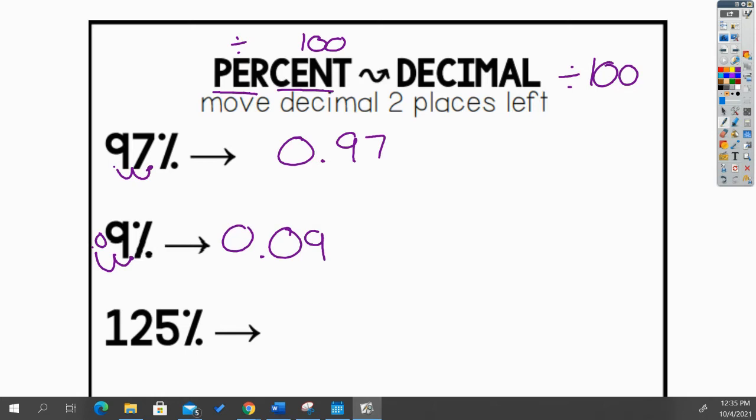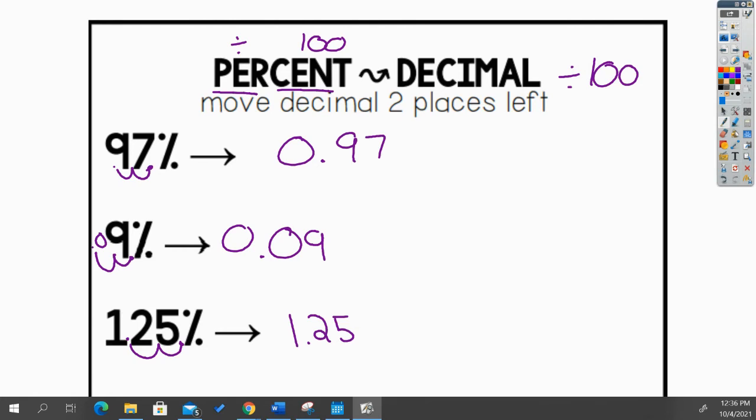I want you to do this last one, 125% on your own. Now remember, even though you can't see it, our decimal is right there. So go ahead and give it a shot. What did you get? All right, if you did this problem, you would have moved the decimal to the left 2 times. 1, 2. And now the decimal is in between the 1 and the 2, making this a 1.25. And that's how we turn our percents into decimals.